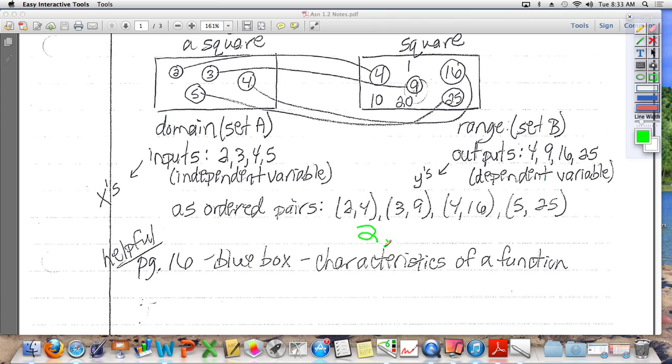If, say, (2, 5) was listed here as an ordered pair, then this would what? Not be a function. It would not be a function because we have the same x values that would have different y values, a y value of 4 and a y value of 5, making it not a function.